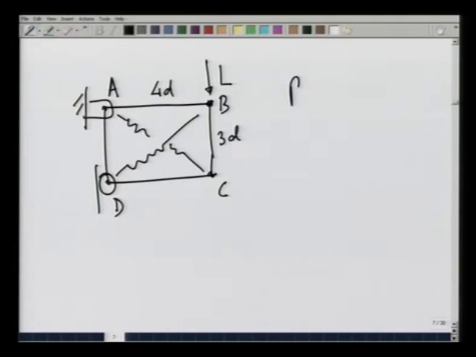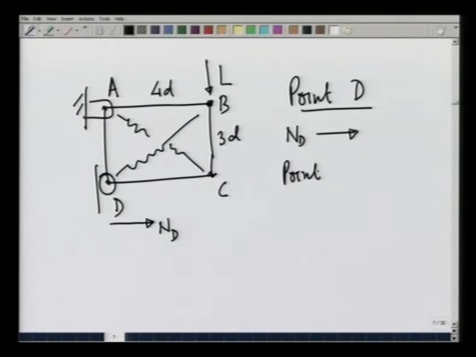On point D, there will be only a reaction in the horizontal direction. Let me call it N D on the entire system. So, N D in horizontal direction. On point A, there is going to be a reaction in the vertical direction. Let us call it N A Y, and in the horizontal direction N A X. This is if I consider the entire system as a whole.